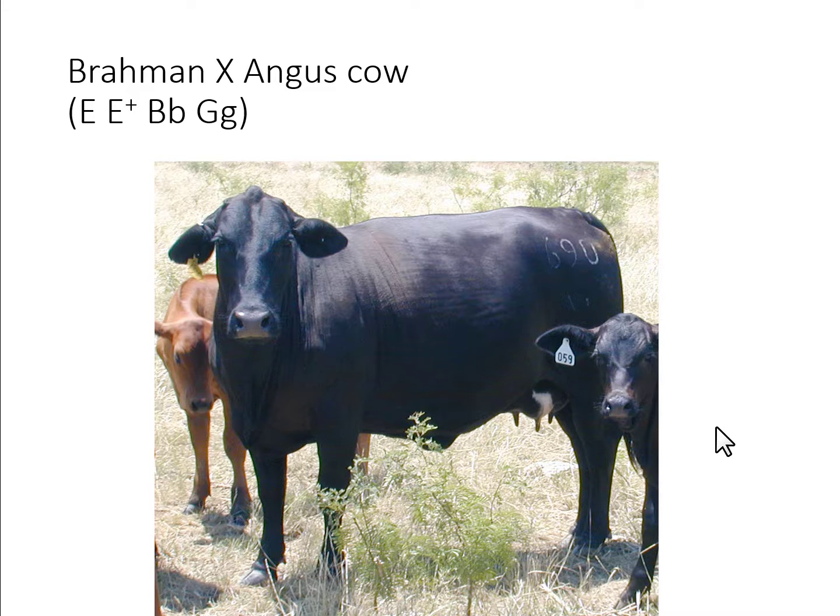All right, so this picture shows a Brahman Angus cross. She has one big E, so she's going to be black. She is big B, little b, and big G, little g. So since she has at least one big G, she will not be gray.